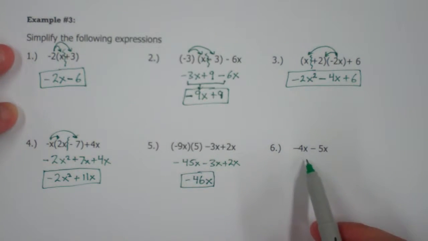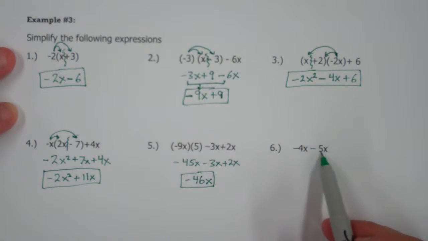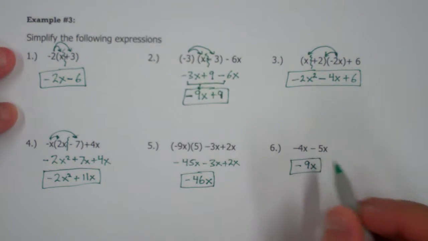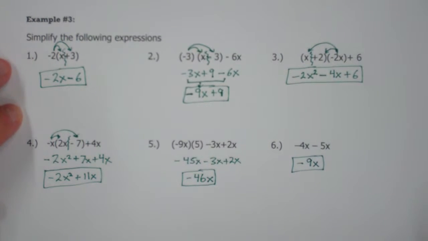In example 6, there's no distribution to do, so we can just combine these. Negative 4x minus 5x, that's negative 9x. Yeah, that one wasn't too bad.